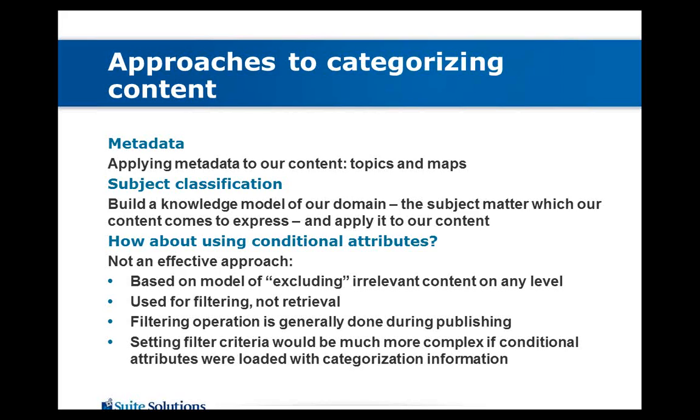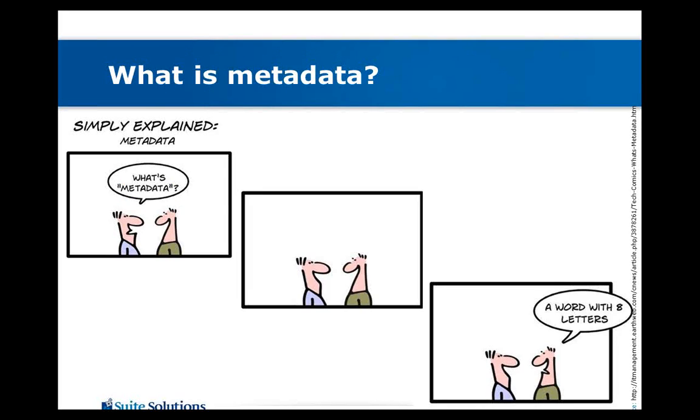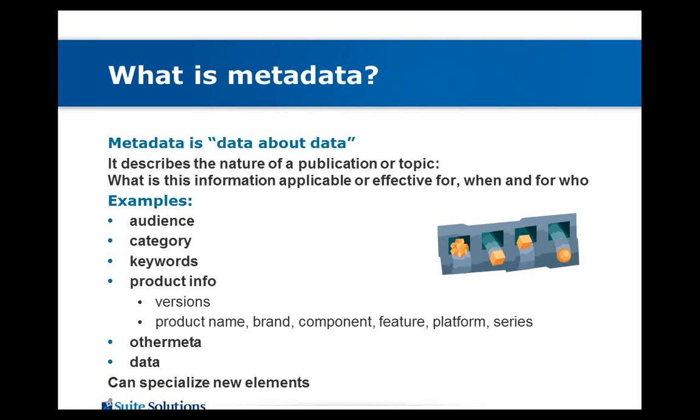Okay, so we're going to talk about metadata a little bit, and then we're going to talk about subject classification. So the question is, what is metadata? Metadata is a word with 8 letters. So when you think about it, it's actually a pretty good definition of what data is. Metadata is data about data. It's descriptive information. It describes the nature of a publication, or in our case, a topic. It tries to describe what this information is applicable or effective for, who, and when.